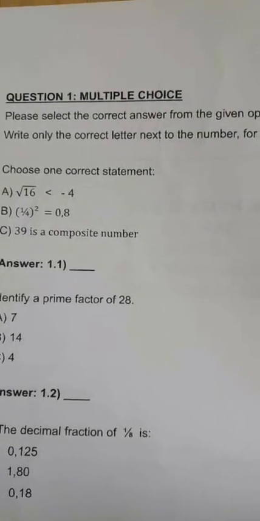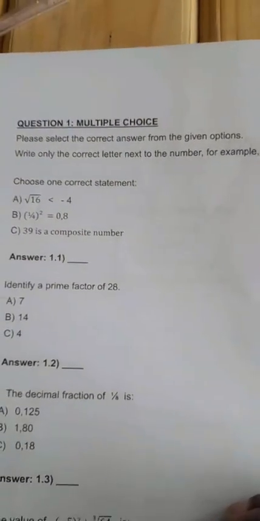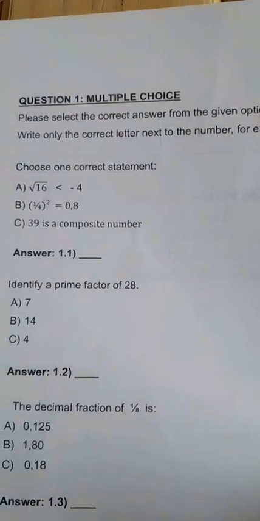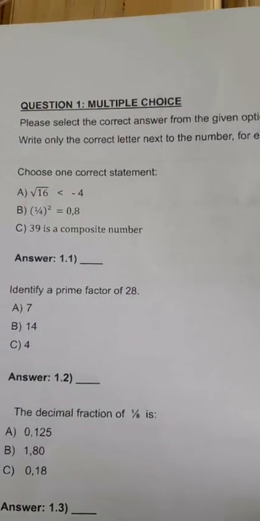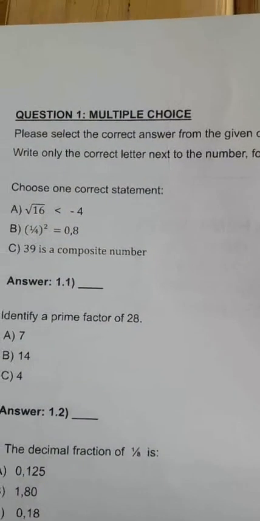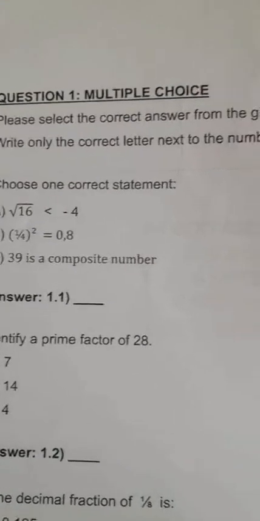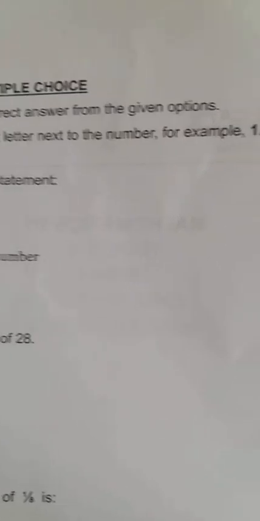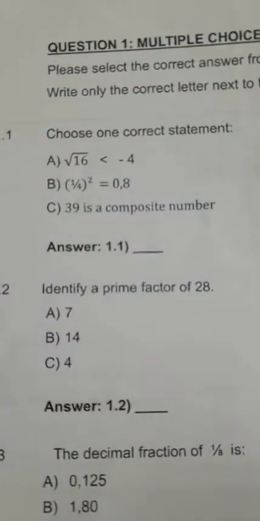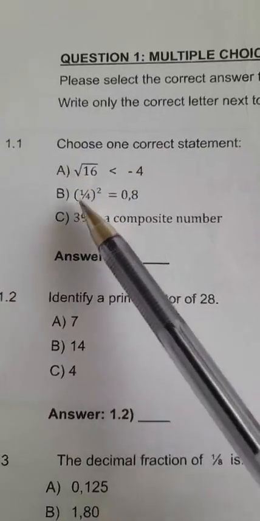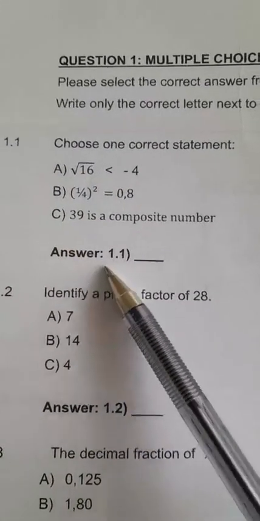This paper began with a multiple choice, and usually this is a nice way to get students a bit relaxed so that they can get into the groove of things. But don't take your multiple choice questions for granted. The first question says, please select the correct answer from the given options. Write only the correct letter next to the number, for example, 1.1, and then you write the letter E. So here, for each choice, choose one correct statement, you had 3 options, A, B, or C, and then they provided space.